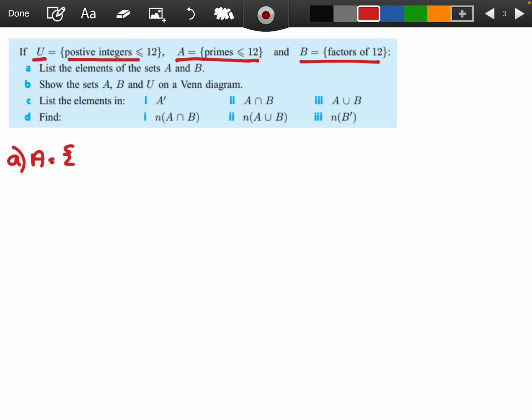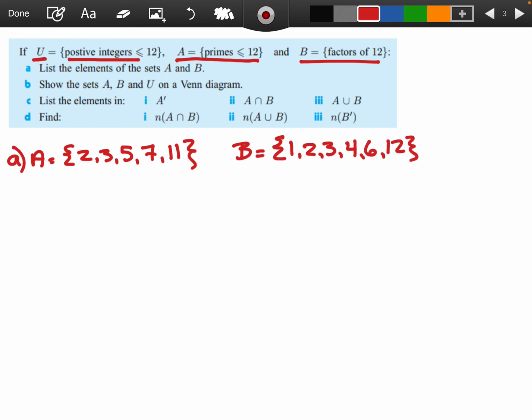If we're talking prime numbers less than or equal to 12, we've got 2, 3, 5, 7, and 11. Those are the prime numbers that are less than or equal to 12. And then set B is the factors of 12. So we've got 1, 2, 3, 4, 6, and 12. Okay, so there are the elements listed.